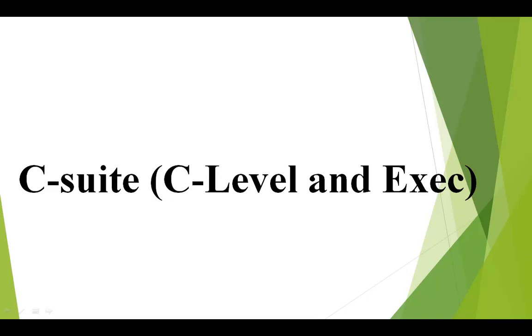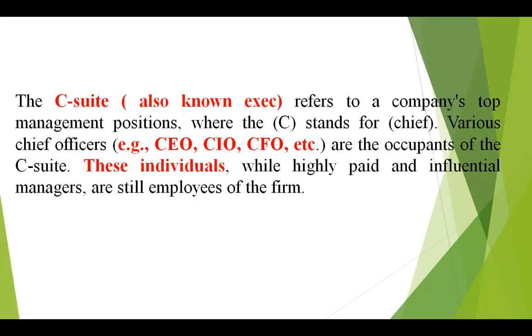First element: what is the C-suite? Also called C-level or executive. The C-suite, also known as executive or called C-level, refers to a company's top management positions, where the C stands for chief, as in various chief officers. For example, CAO, CIO, CFO, etc. are the occupants of the C-suite. These individuals, while highly paid and influential managers, are still employees of the firm.